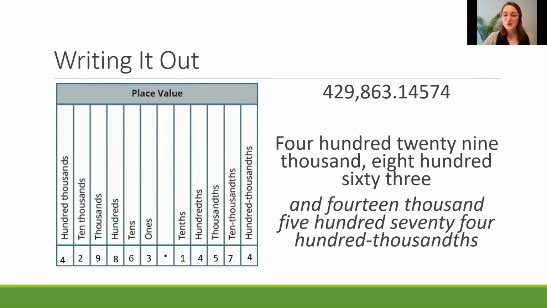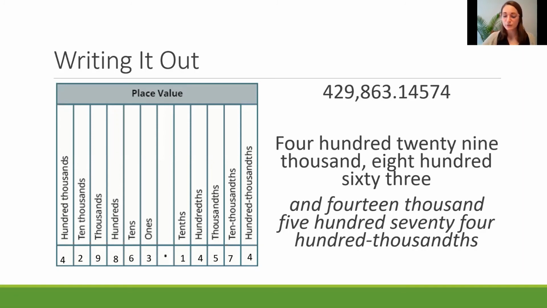All right, so for this one, we see all of our digit boxes filled up. So if we put all of those in order where you can see them on the place value chart, we would read this out by saying 429,863 and 14,574 100,000ths. So again, I look after that decimal place, right?